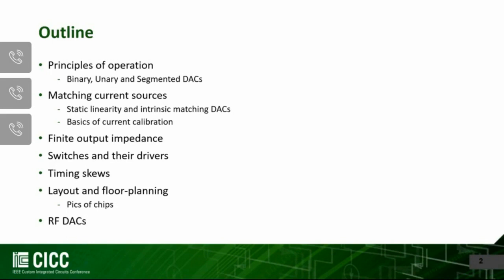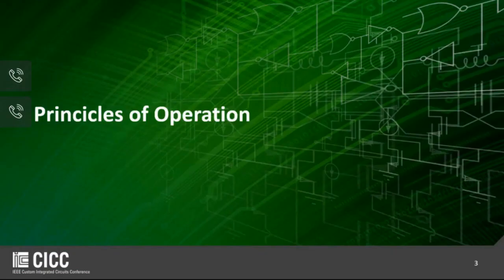We will then look into frequency-dependent nonlinearity. We'll talk about the impact of finite output impedance, the behavior of the switches, and circuits to deal with all that. We'll also briefly talk about timing skews and their effect on distortion. We'll have a look at different layouts and floor planning techniques. Finally, we will apply what we learned with four examples of recently published RF DACs.